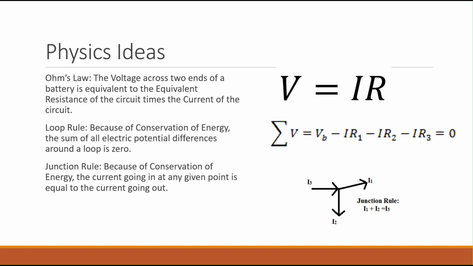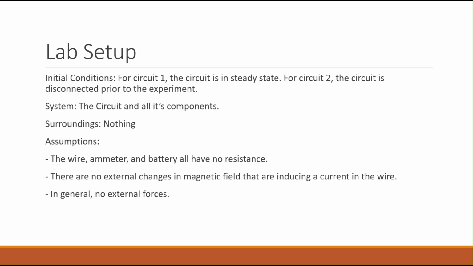So some ideas. Ohm's law is this first equation to the right. The voltage is equal to the current times the equivalent resistance. The loop rule states that because of conservation of energy, the sum of all electric potential differences around a loop is zero, which is shown in the second equation. In the junction rule, because of conservation of charge, the current going in at any given point is equal to the current going out.